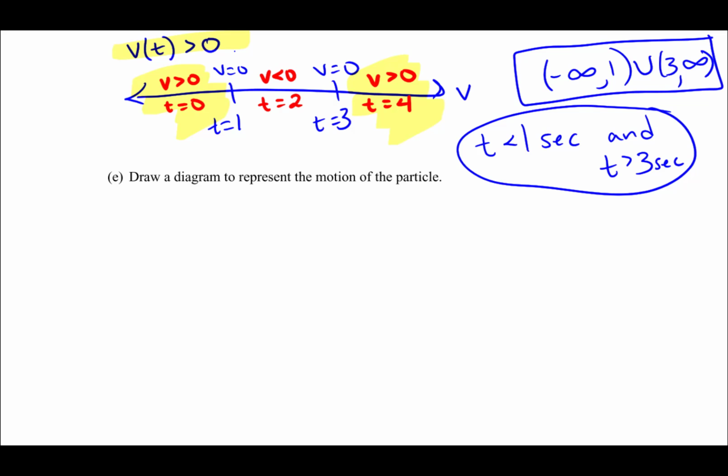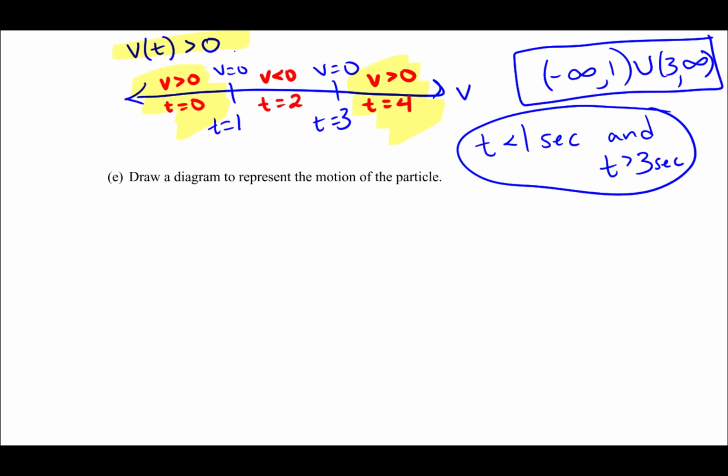All right, part E asks us to draw a diagram. It does not ask us to graph the velocity function. That's not what we're asked to do here. We'll be asked to do that later, but for now we're just drawing a diagram to represent the motion of a particle. So think of this as a picture you would draw, really just tracing the motion of that particle.